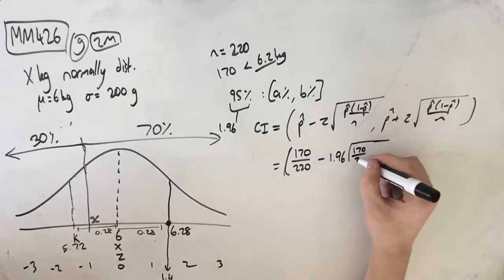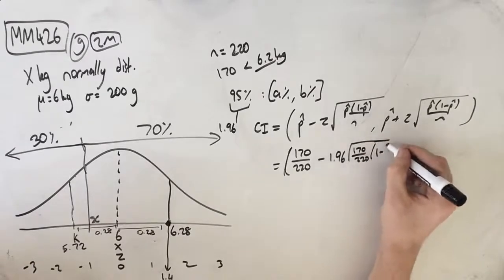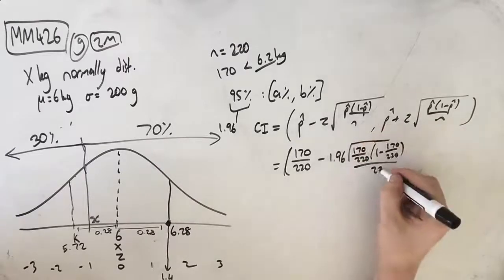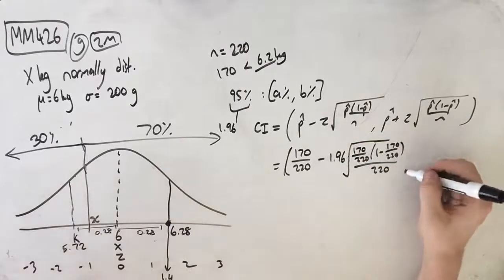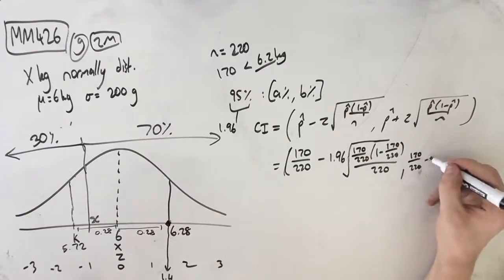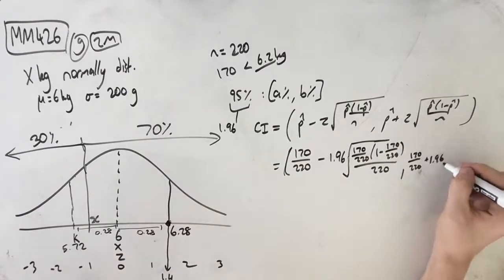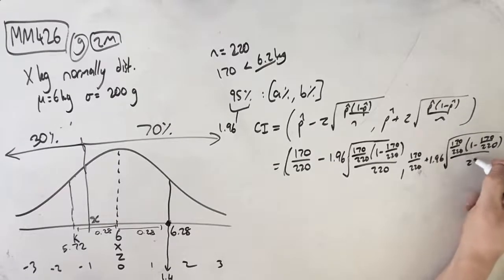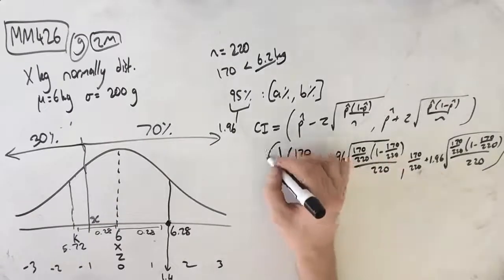And then 1 minus 170 on 220 over n, which is 220. That's our lower bound, and then our upper bound is 170 on 220 plus 1.96 times the square root of 170 on 220 times 1 minus 170 on 220 over 220. Awesome. That's our first mark.